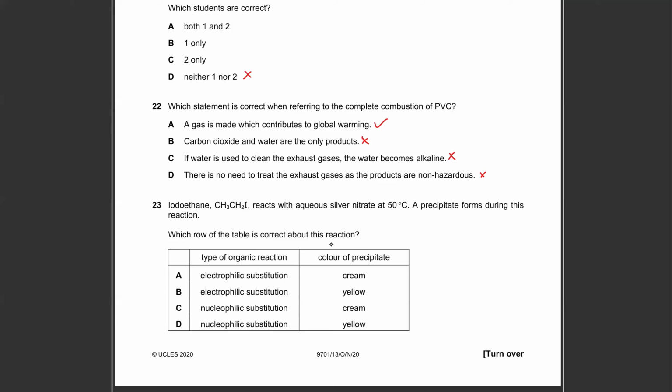Iodoethane reacts with aqueous silver nitrate at 50 degrees centigrade. A precipitate forms during this reaction. Which row of the table is correct about this reaction? It's nucleophilic substitution and yellow precipitate. Yeah.